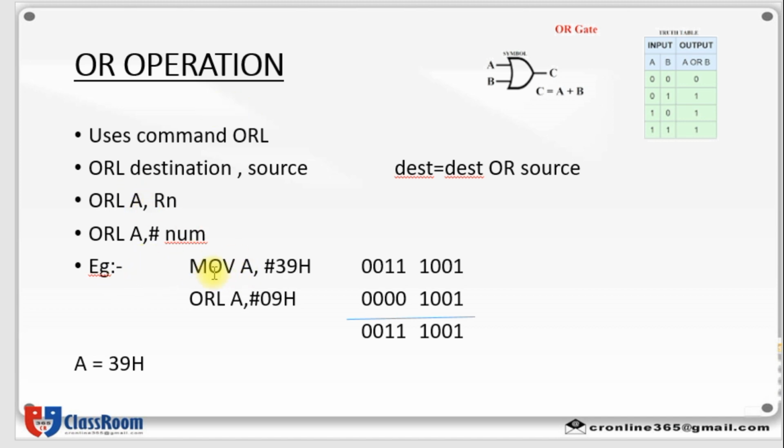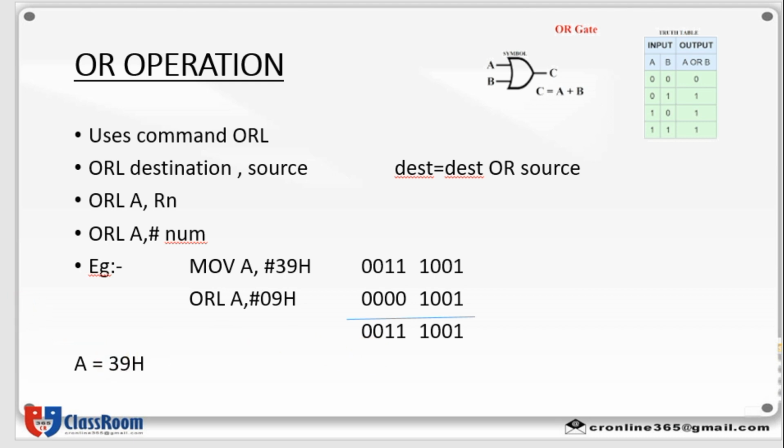For example, MOV A comma hash 39H, ORL A comma hash 09H. Here OR operation is performed and result will be equal to 39H. So, accumulator will be having the value 39. Here, if there is a 1 in the input, output will be equal to 1. All zeros will be having the output as 0.